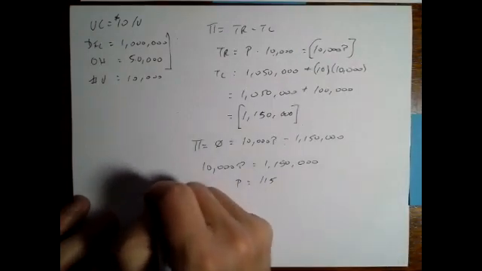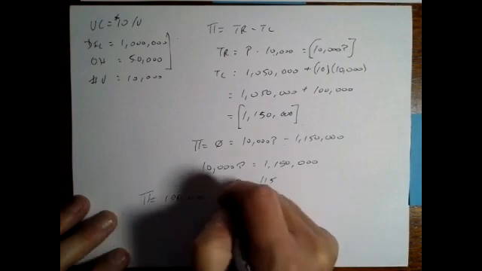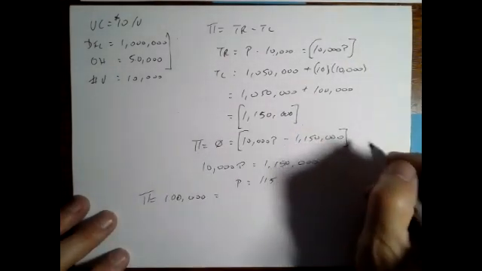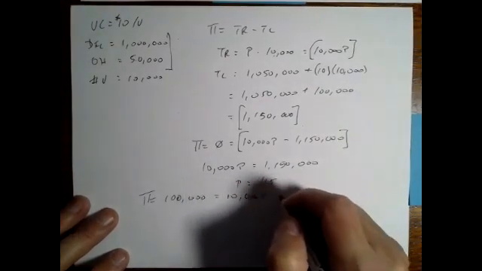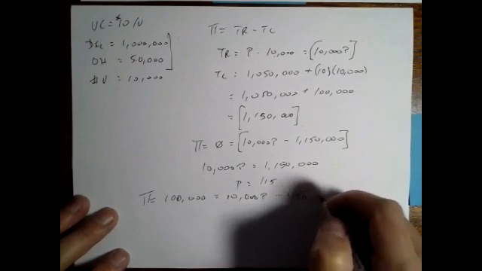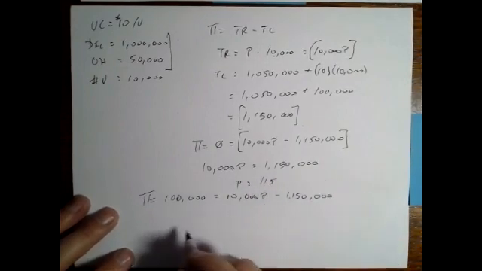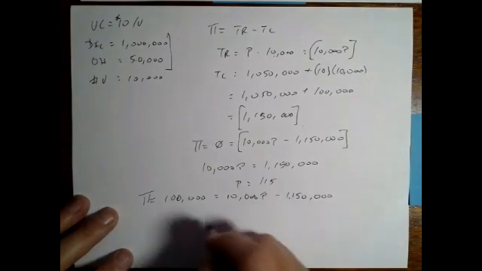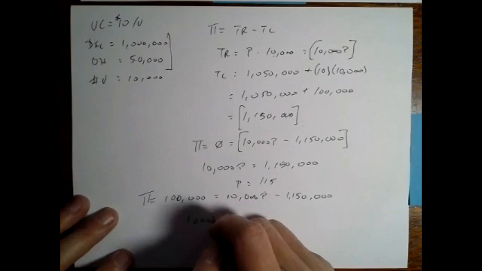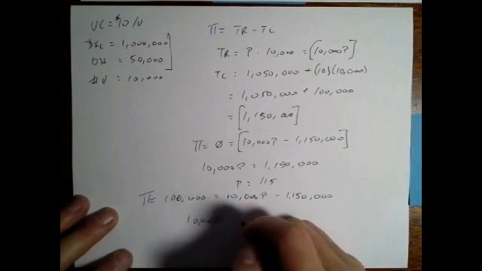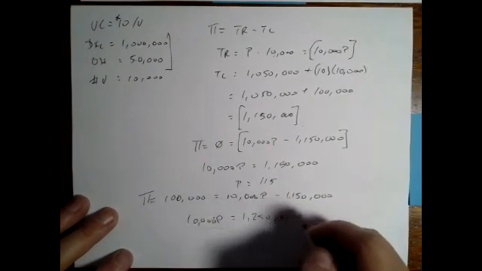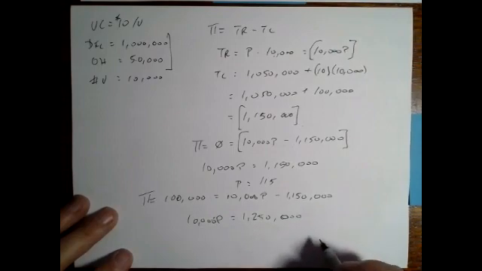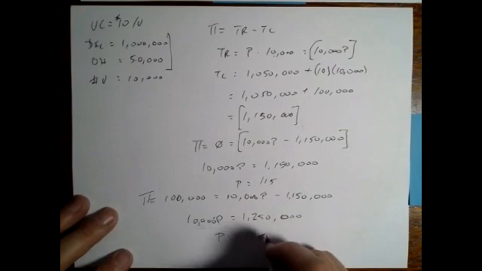And if we decide to set profit equal to 100,000, then we're simply going to take the same profit function, set it equal to 100,000 instead of 0, which is the break-even condition for profit. Add 1.15 million to both sides. That gives us 10,000 P equals 1,250,000. So 10,000 P equals 1.25 million. Divide both sides by 10,000. P equals 125.